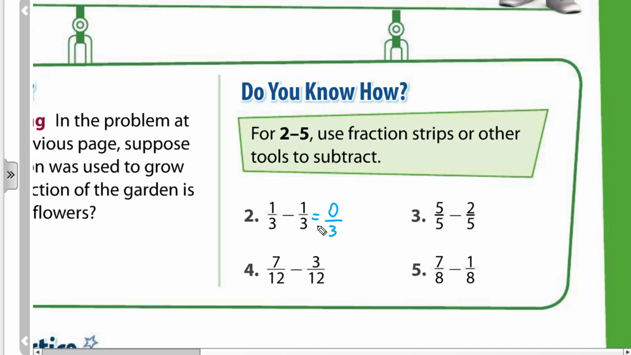We will not subtract the denominator, and we will just subtract the numerator. And 1 minus 1 equals 0. So it's 0 over 3.